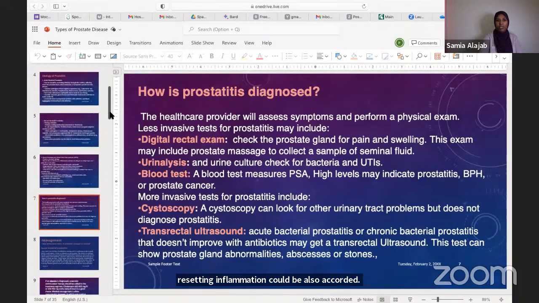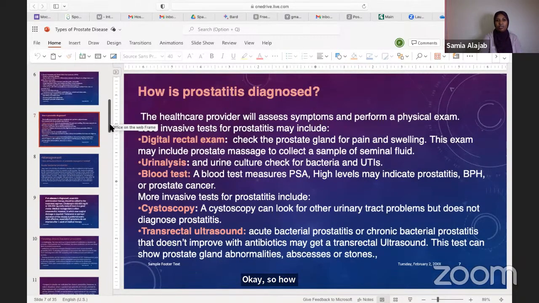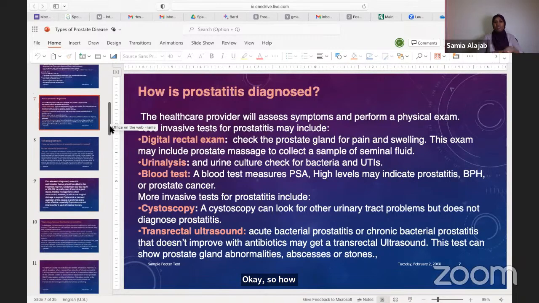Okay, so how do we diagnose a patient with prostatitis? To diagnose the patient, the healthcare provider will assess symptoms and perform a physical examination. So from symptoms, as we said, physical examination, and then we start with digital rectal examination. We check for prostatic gland pain and swelling. Also, through the digital rectal examination, we can do prostate massage to collect a sample for seminal fluid analysis.